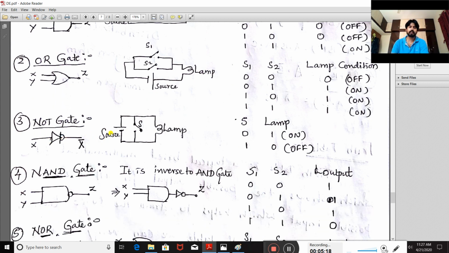Then the NOT gate. Here a lamp and a switch are connected in parallel with the lamp.